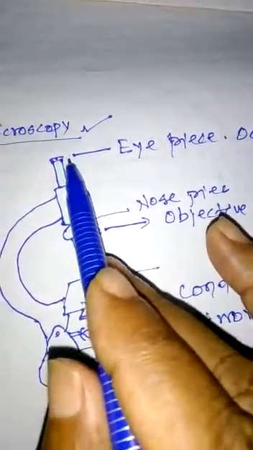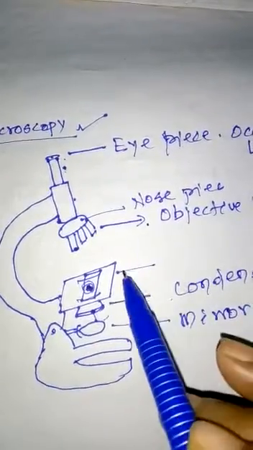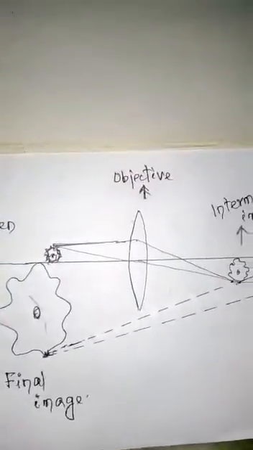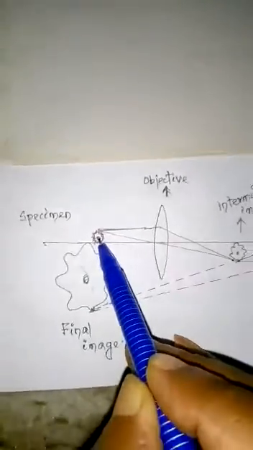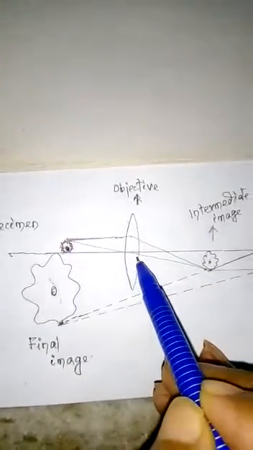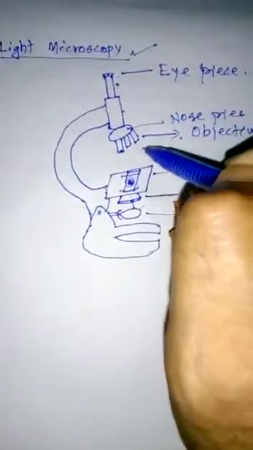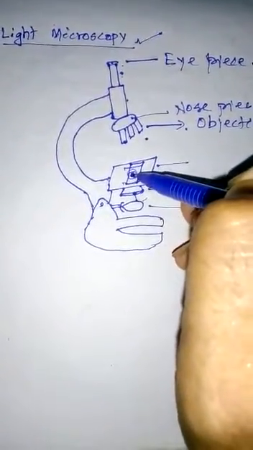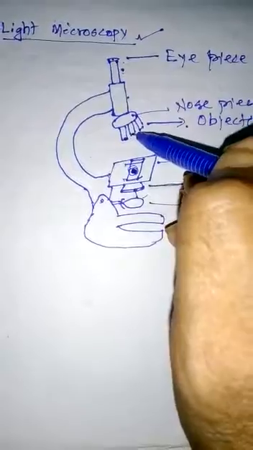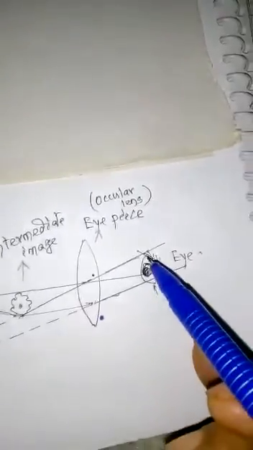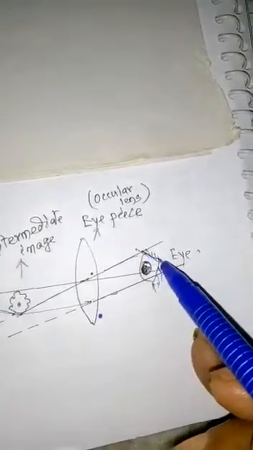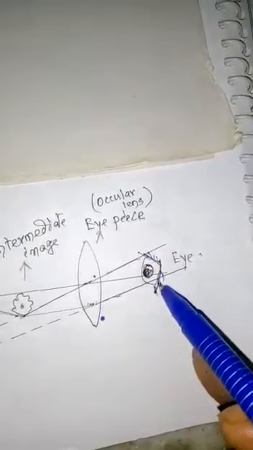By the combination of eyepiece and objective, a magnified, inverted virtual image is formed like this. This is the object position. This is the objective, below which the object is. So object, then objective, then eyepiece lens. Through this eyepiece lens, one can view the object.